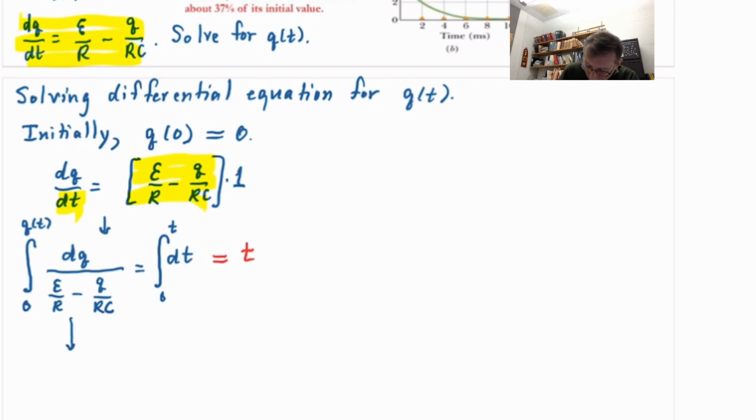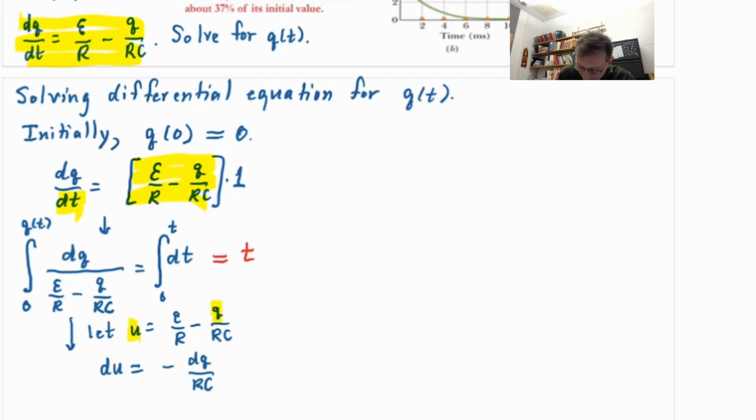I'll do a u substitution. Let's let u, new variable, equal E over R minus Q over RC. Now keep track of what's a variable. Q and u are variables. E and R and C are constants. Then I take the differential of both sides of that expression, du. Remember, E and R and C are all constants. So du will be negative dQ over RC.